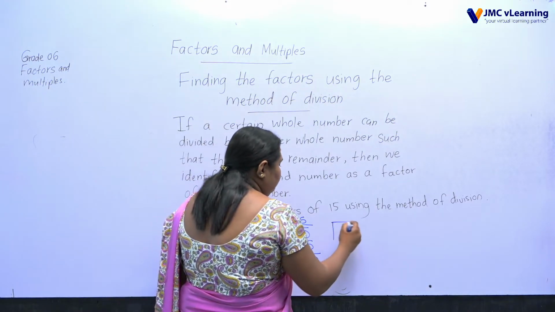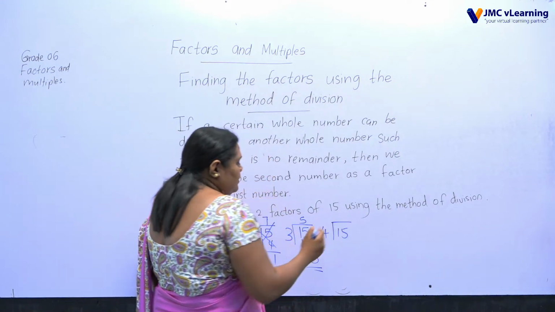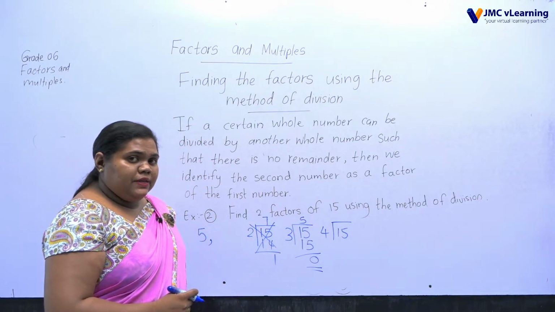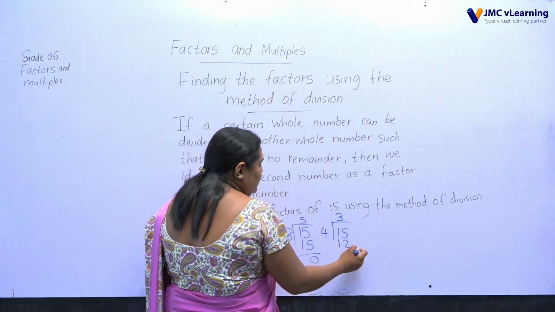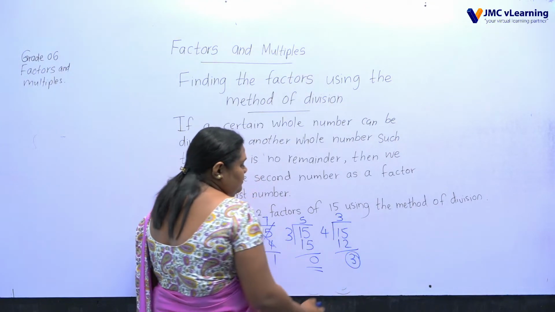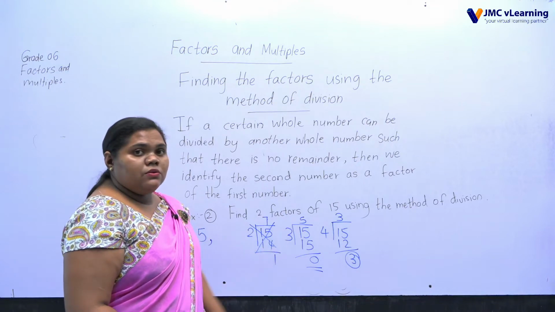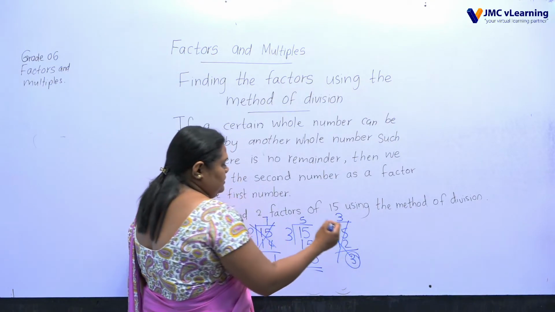Now we will divide by 4. How many 4's in 15? 3. 3 times 4, 12. Now what is the remaining one? 3. So 4 is not a factor of 15.